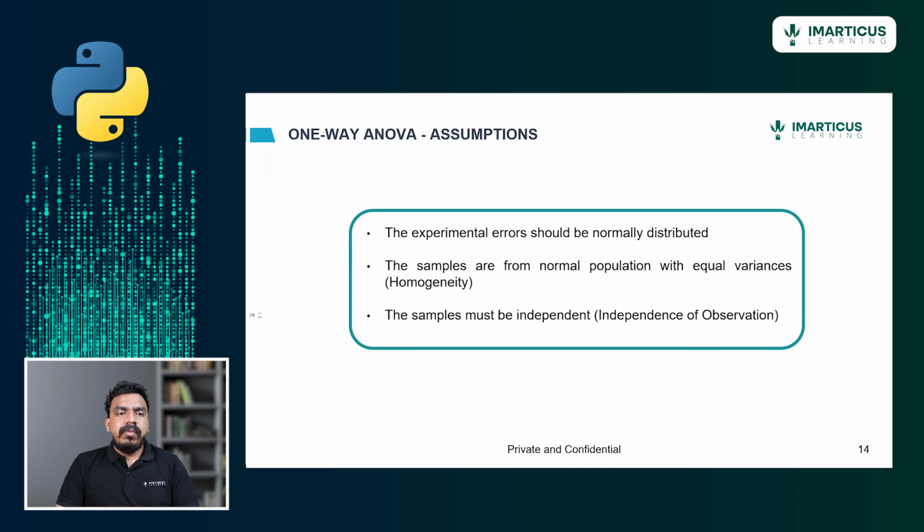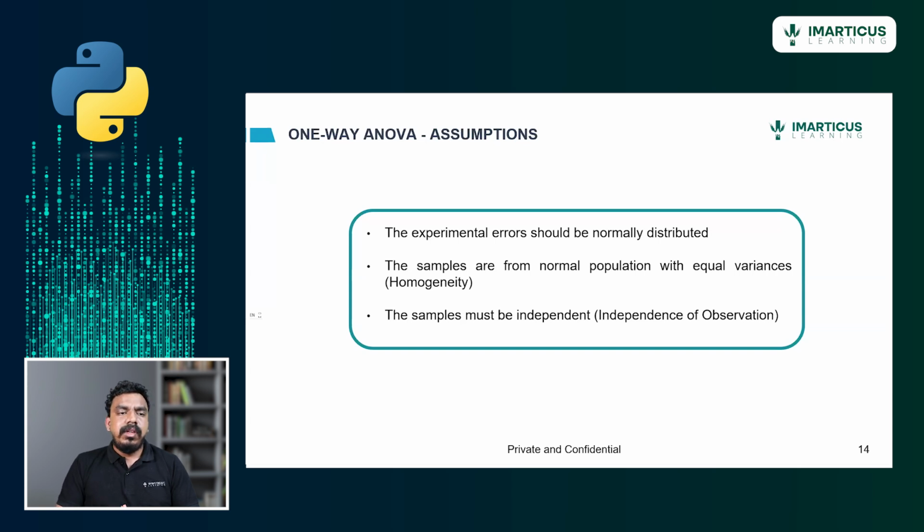The assumptions of the ANOVA test are: the experimental errors should be normally distributed. The samples are drawn from a normal population with equal variance. That is, we are talking about homogeneity: there should be constant variance. The samples must be independent, that means the observations must be independent of each other.